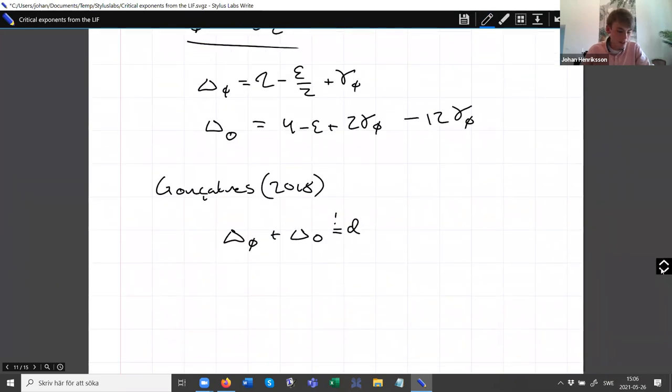So if you trust this and plug these things in, you can solve for gamma phi, and the solution you can check is actually exactly minus 1 over 18 times epsilon, which again for the experts agrees precisely with the known value in this Lee-Yang CFT in 6 minus epsilon dimensions.